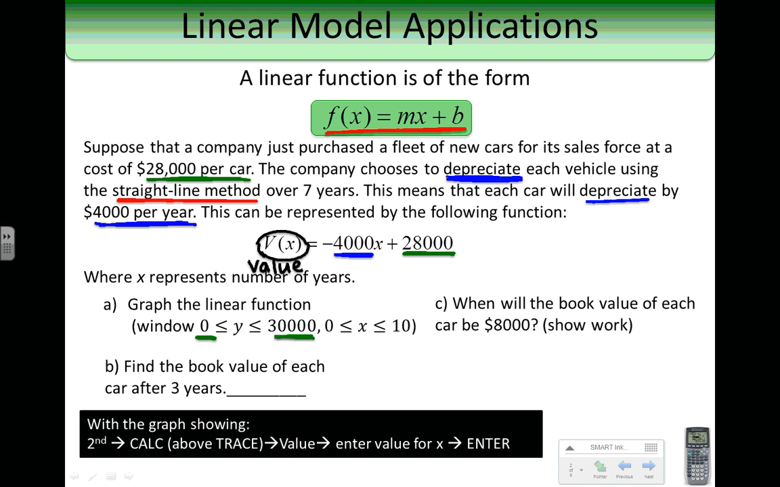x is the number of years. So for our domain, we said maybe from about 0 to 10 years. Usually that's how we look at a car and the value of it for the life of a car. We wouldn't want to say 1,000, we wouldn't even want to say 100. It's not reasonable that somebody's going to have a car for 100 years. So we look at the value in a reasonable time frame, about 0 to 10. So part A says to graph the function.